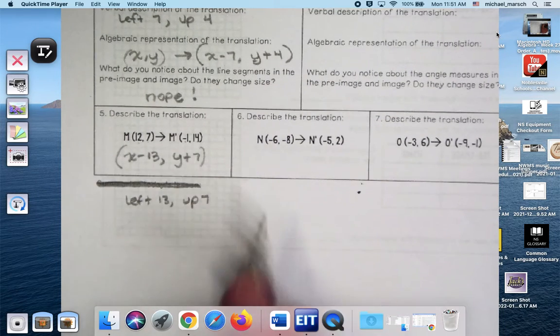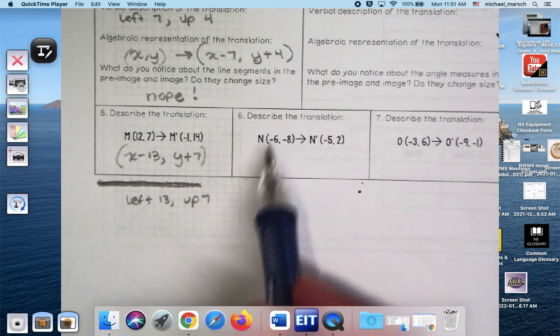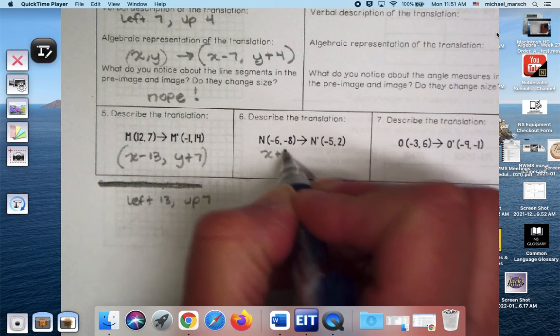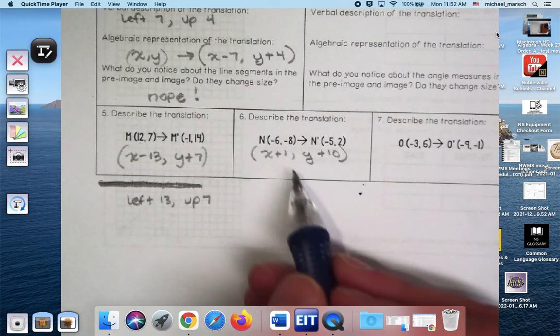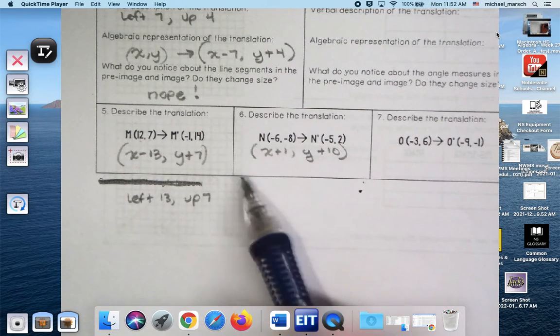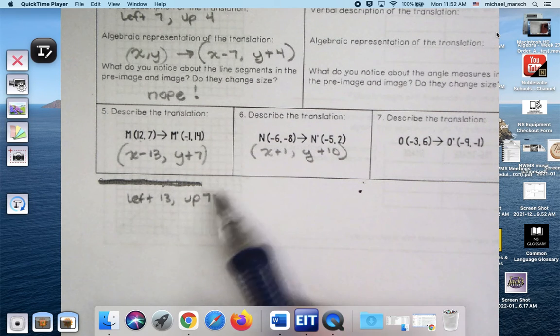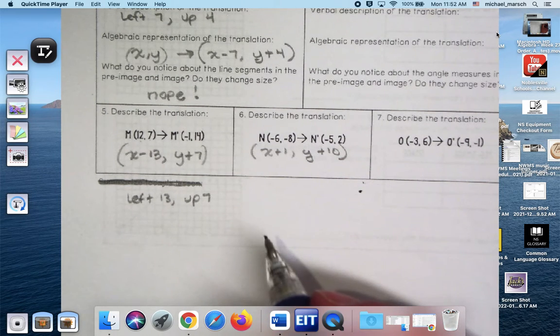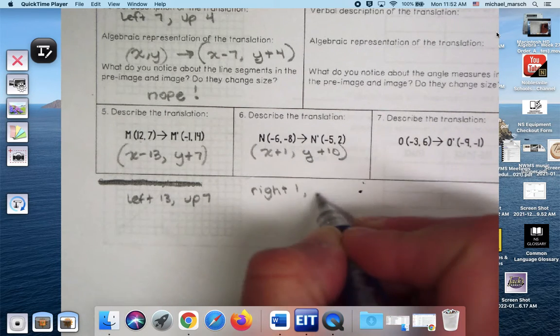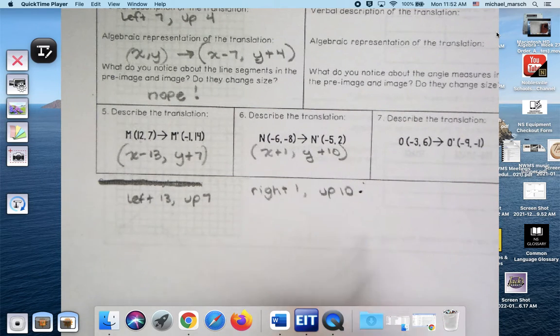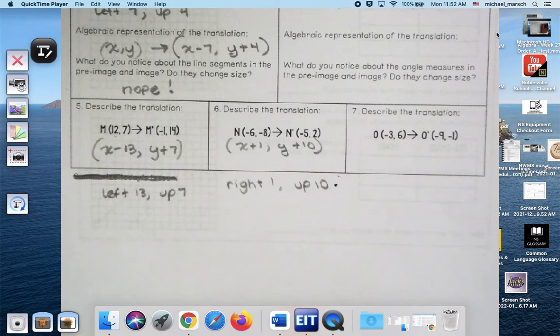All right, how about n to n prime? What happened to the x value? X plus 1. What about the y? Plus 10. Y plus 10. So what happened to my pre-image then? Left or right, up or down? Yep, right 1, up 10. Because they're both adding, right? So I'm going to go to the right and up, so it's shifted that way. Do O and O prime by yourself.